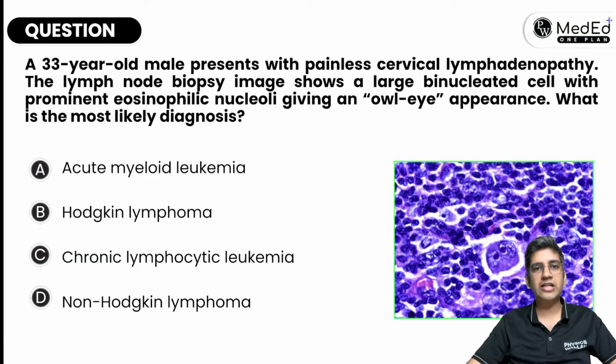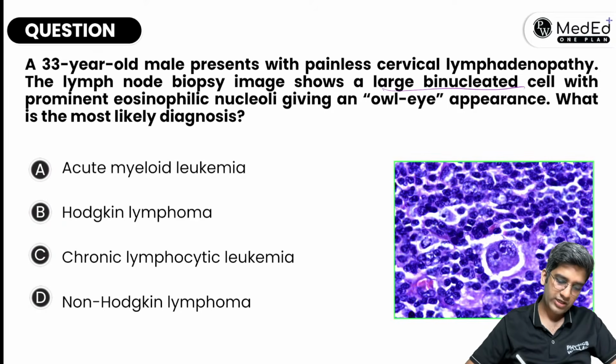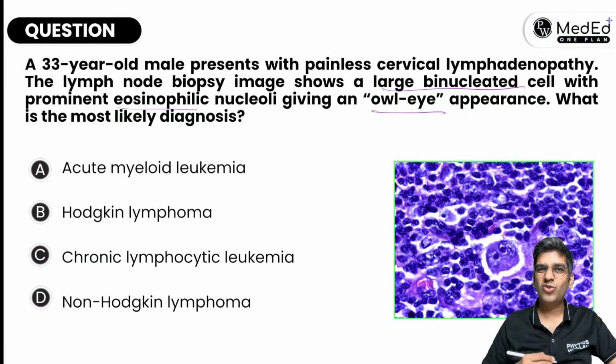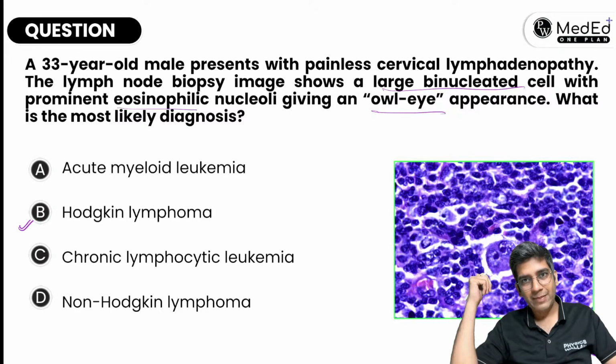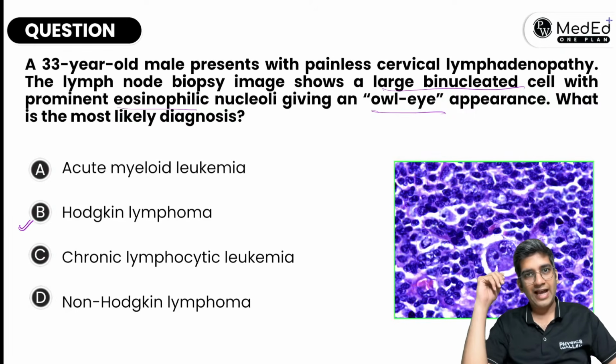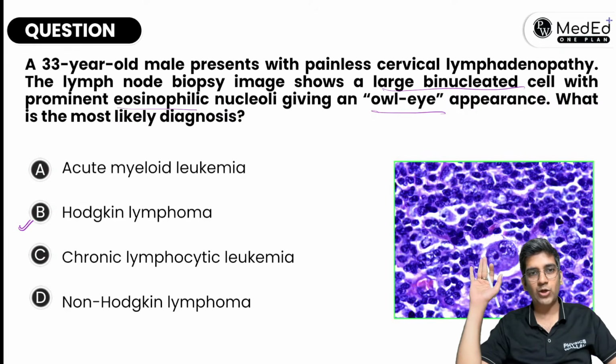A 33-year-old, painless cervical lymphadenopathy, lymph node biopsy shows classical large binucleated cells, prominent eosinophilic nucleoli, owl-eye appearance. You don't want anything else. The classical diagnosis of Hodgkin's lymphoma. Whether the image is there or not doesn't matter. Actually, this image is very, very dark. This is not how the image should be.